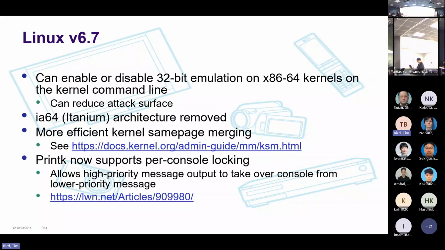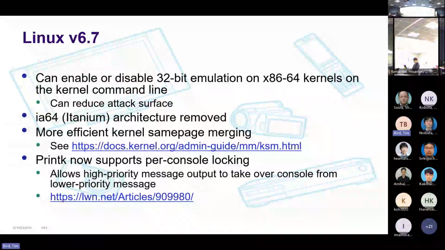And then printk now supports per-console locking. So this allows high priority message output to take over the console from a lower priority message. And this is, I believe, part of the patches that are going in to support PREEMPT_RT, the real-time patch set. I believe this was to prevent priority inversion. But in general, it's just a good system, so that if you have a high priority message, particularly one having to do with a kernel oops or something like that, you want that to override a low priority message.